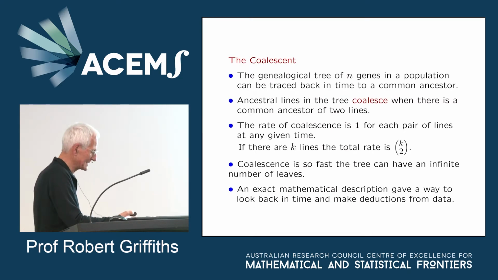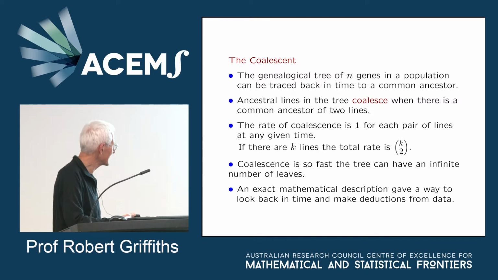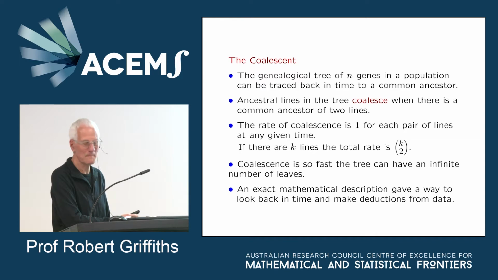So here are some points about it. The genealogical tree of N genes can be traced to a common ancestor. They coalesce when there's a common ancestor of 2 lines. The rate of coalescence is 1 for each pair of lines at any given time. So for K lines, the total rate is K choose 2, because there's K choose 2 pairs. It's so fast you can start with an infinite number of leaves, and it gave a way to make deductions from data back in time.